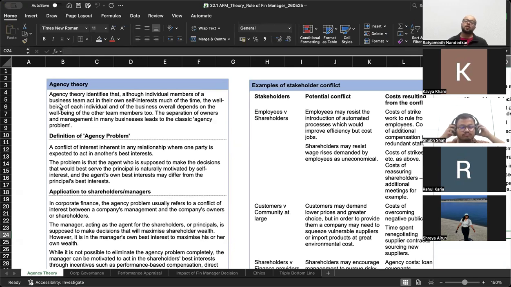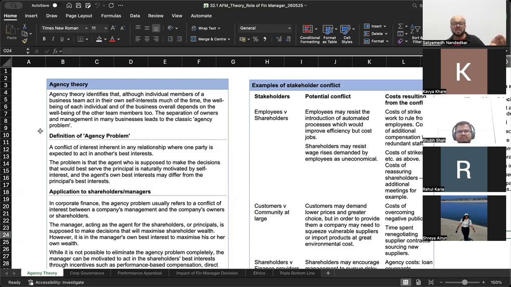Agency theory identifies that although individual members of a business team act in their own self interest much of the time, the well being of each individual and of the overall business depends on the well being of other team members. The separation of ownership and management in many businesses leads to the classic agency problem. See, who is a principal and who is an agent? Principal is the one whose business it is, right? And agent is someone who is running the business on his behalf. If all of us are shareholders, we have contributed money to the company, so it is our own money, it is our company. But 50,000 of us cannot be sitting in a boardroom and making decisions on a daily basis, right?